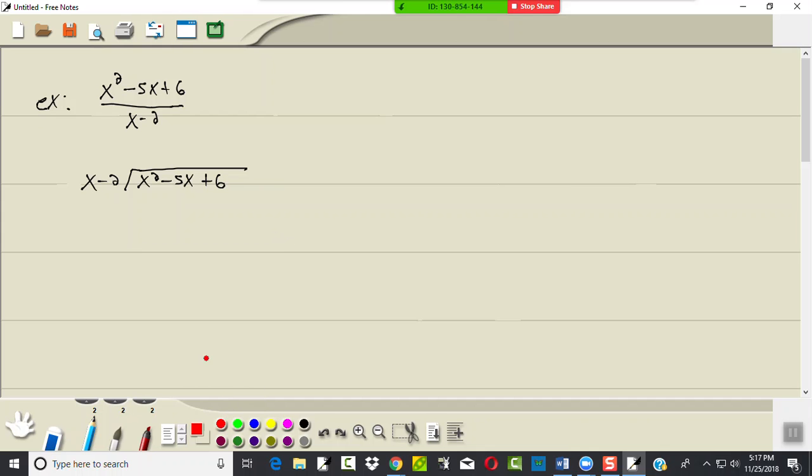Now we're going to look at the first term of each side, what goes up on top. So we're going to look at the x and the x squared. And you ask yourself, what times x gives you x squared? And that'd be x. Now whatever you put up on top, you're going to multiply by what's out in front. So we're going to take x times x minus 2. X times x is x squared. X times negative 2 is negative 2x.